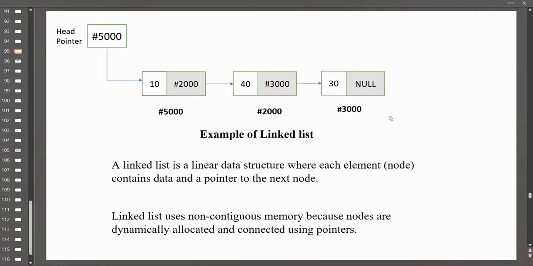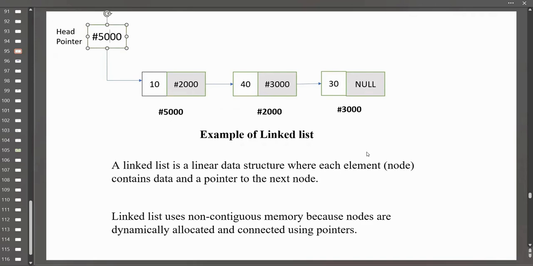But there is one more thing you need to store, and that is 5000, the address of the first node. Where do we store an address? We store it in a pointer. So I have created one pointer storing the address of the first node, 5000. This is the head pointer. This is a simple example of a linked list.